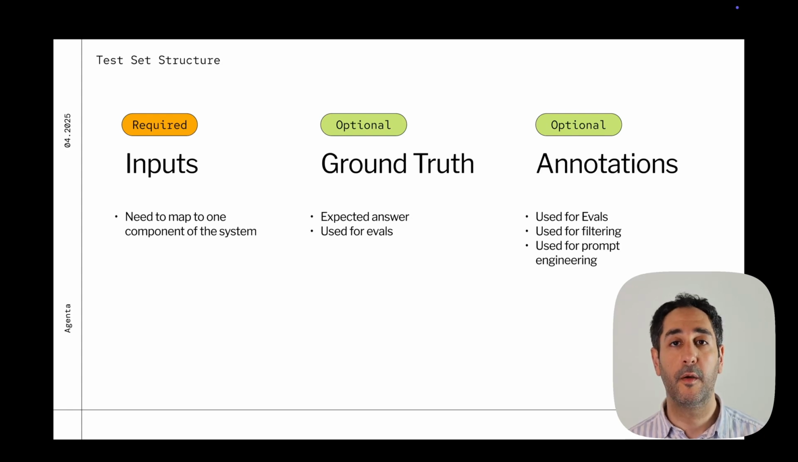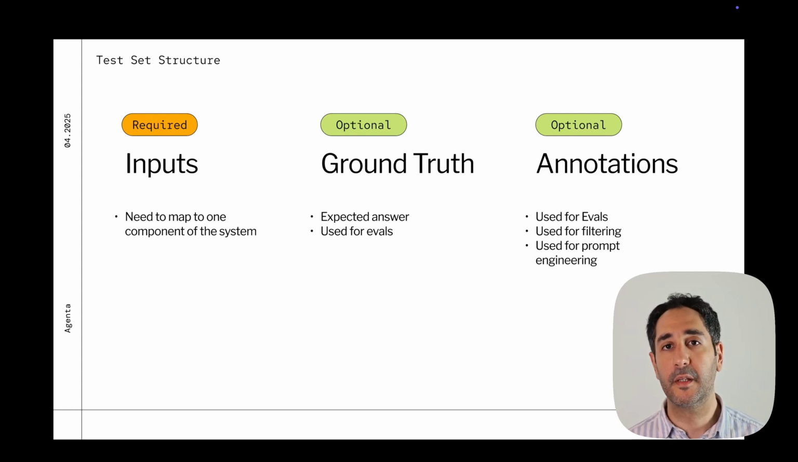Now, optionally, we could also have a ground truth. The ground truth is the expected answer from the system or the component we are evaluating. Having a ground truth opens a lot of possibilities in evaluation, because now we can compare the prediction, or the output of the LLM application or the component, to this expected answer.